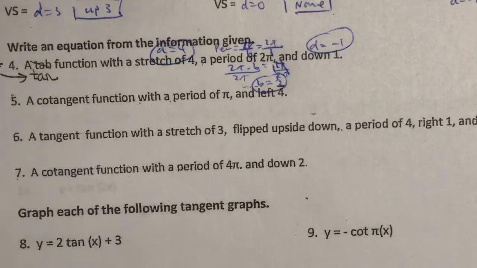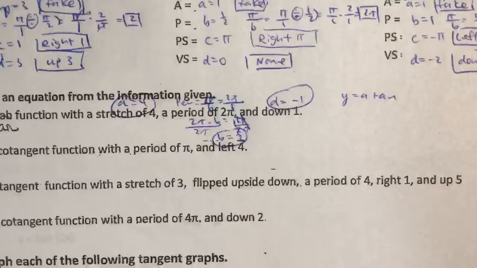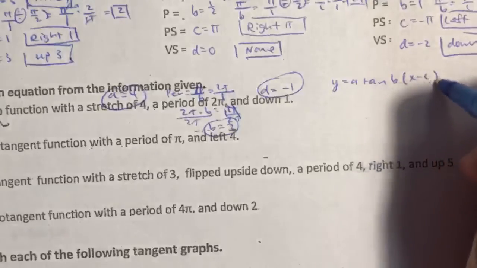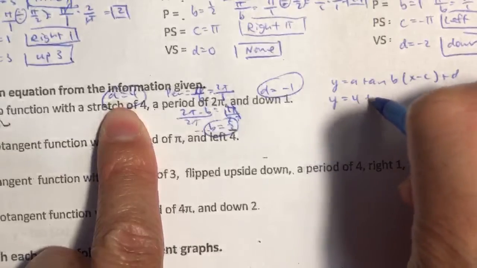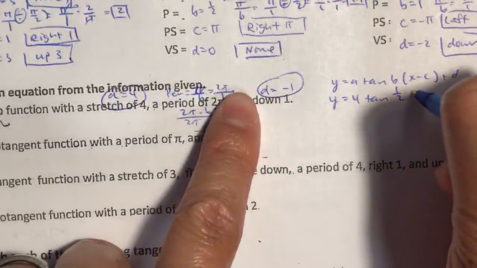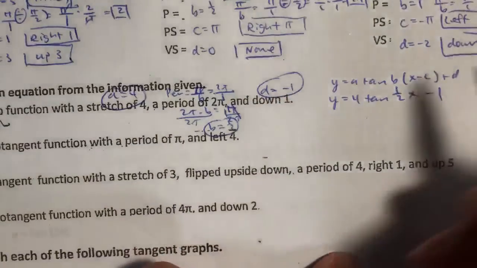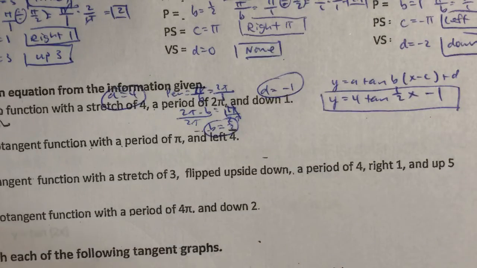So then there, you're just going to plug it in. So y equals a tangent bx minus c plus d. So I have y equals a is 4. My b value is 1/2. There is no c value, so I could just do x. And then my d value is -1. So there's my answer for number 4.